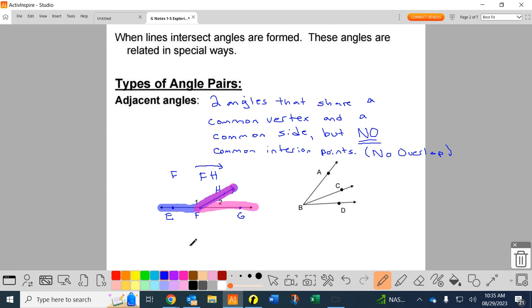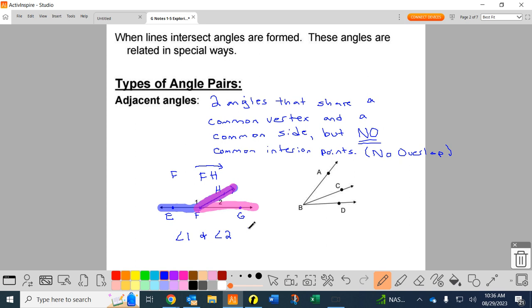So these two angles, angle 1 and angle 2, would be adjacent to each other. They share a common side. They share a common vertex. They are adjacent because they share that common side, guys. They're right next to each other.